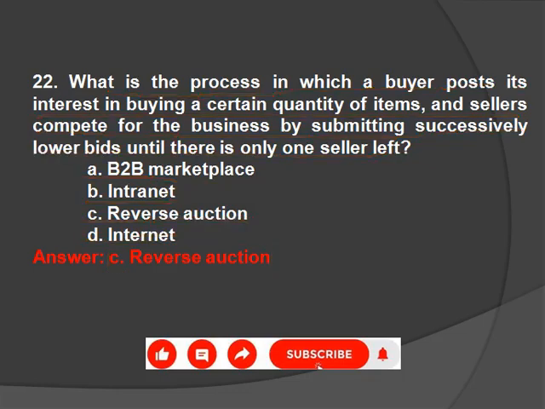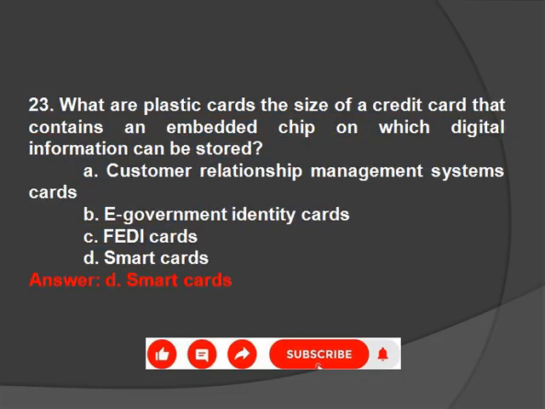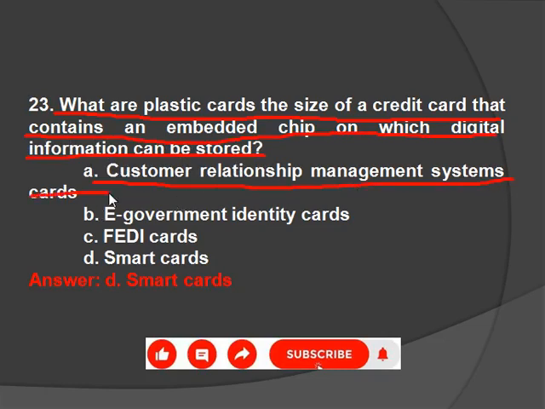Next question. What are plastic cards the size of a credit card that contains an embedded chip on which digital information can be stored? Here given options are option A. Customer Relationship Management System cards, B. E-Government Identity cards, C. FEDI cards, D. Smart cards. Here correct answer is option D. Smart cards.